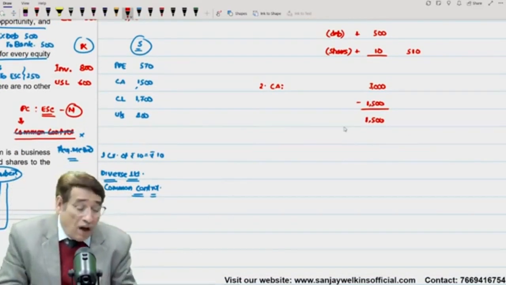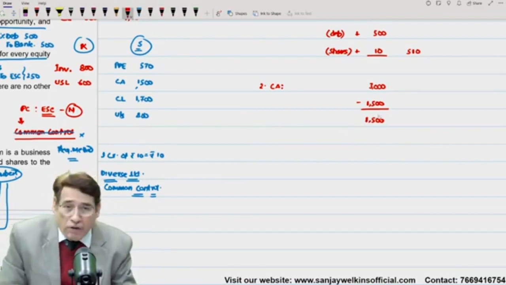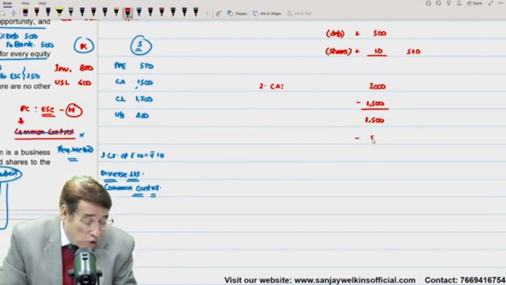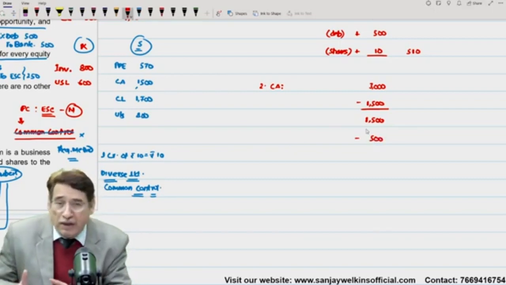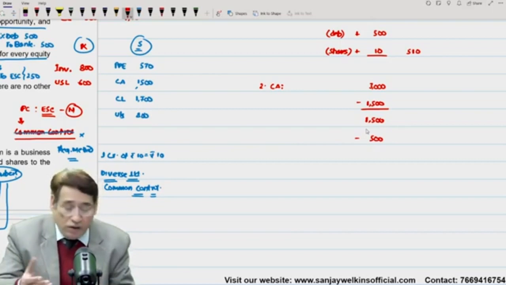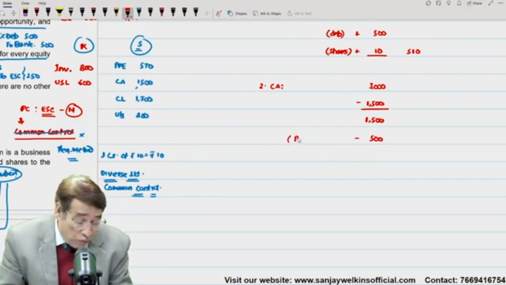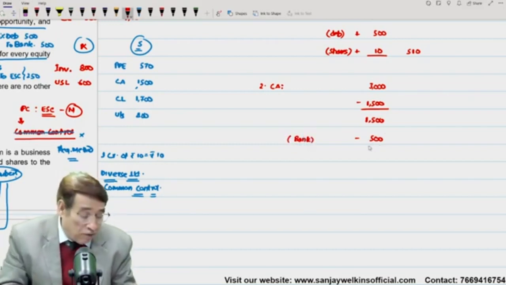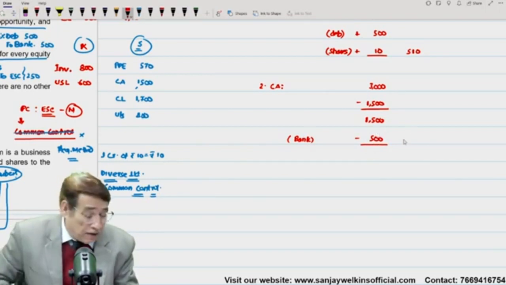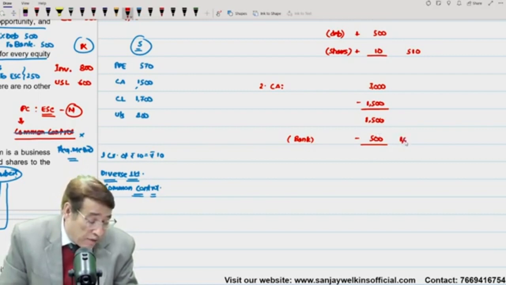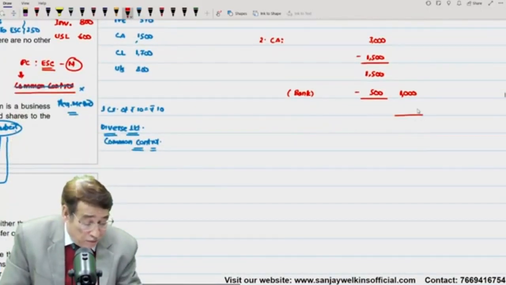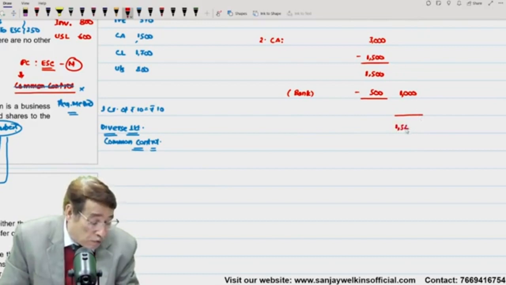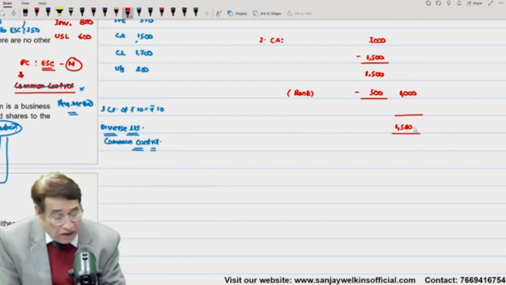Is it clear to you? Now please pay attention. Out of this current asset, I will also subtract 500. Now you may wonder why I'm subtracting 500. Actually, I'm subtracting 500 because we passed an entry, investment in debenture account debit to bank account. We have written an entry to bank, isn't it? And in the question, cash is not given. So I will subtract it from the current asset. So 1000, and now I will tally it and it will be equal to 1540. So the asset side of the balance sheet of Divers Limited is equal to this much.